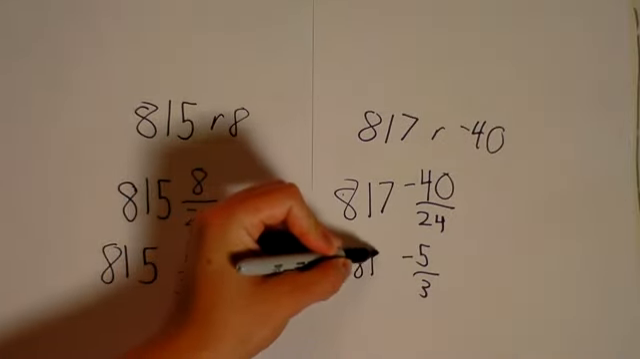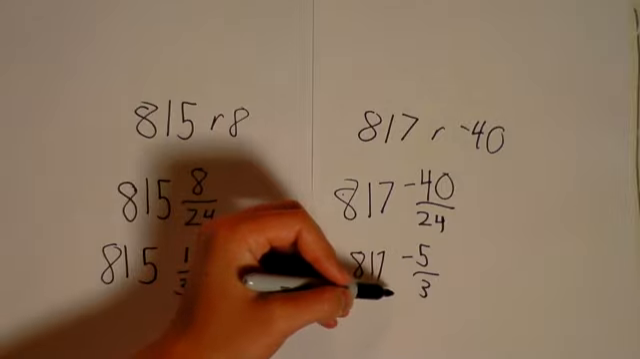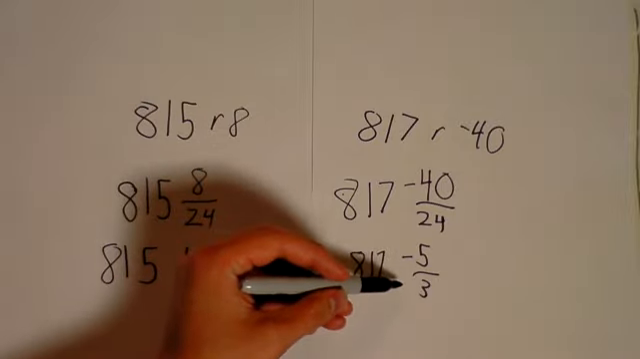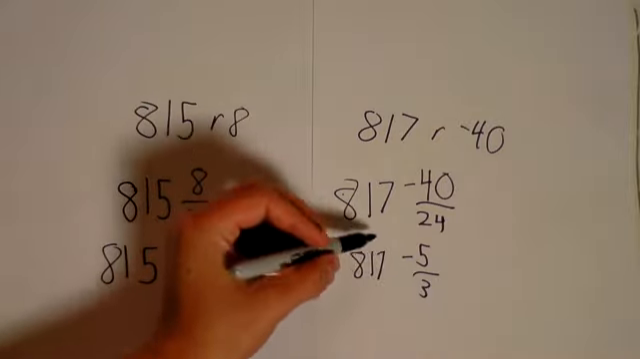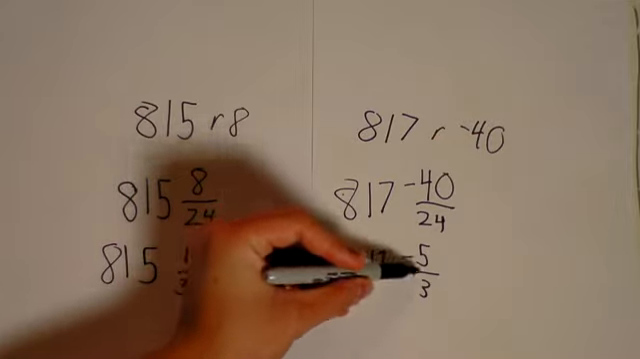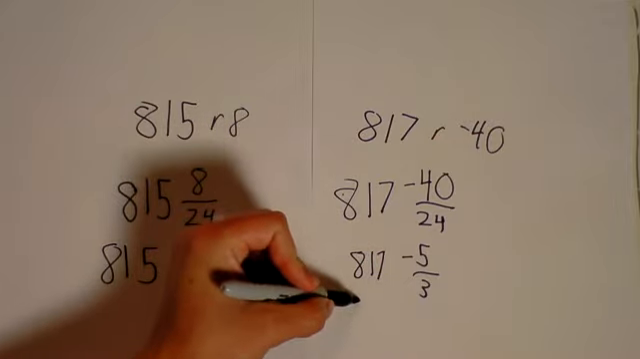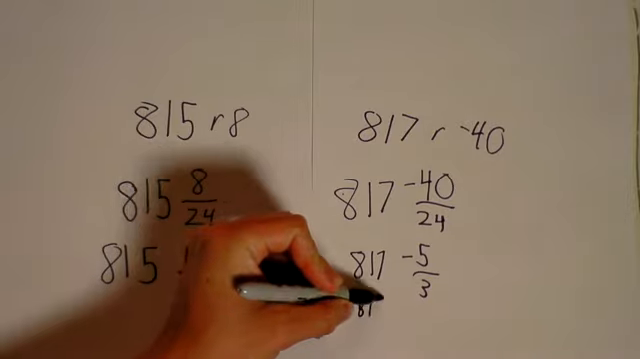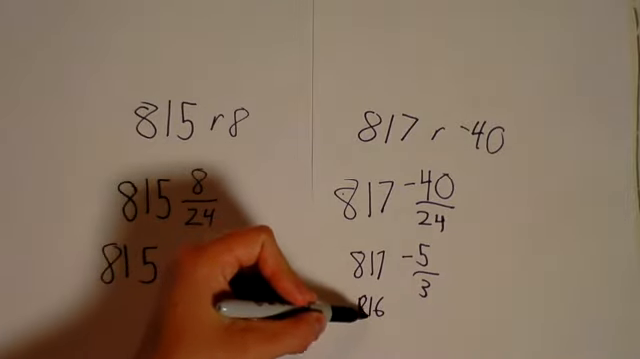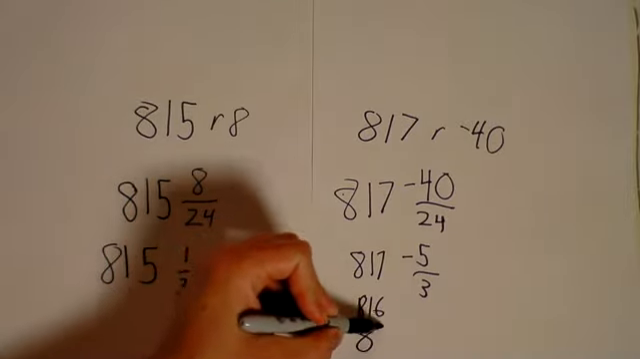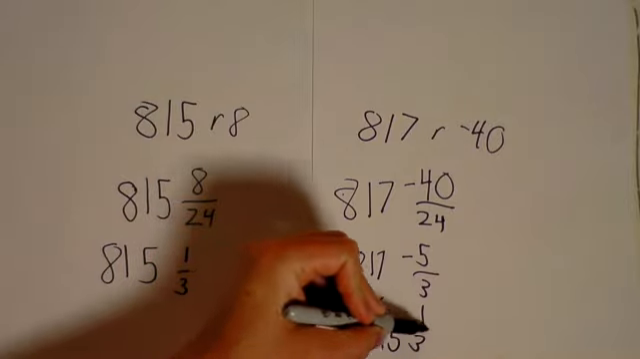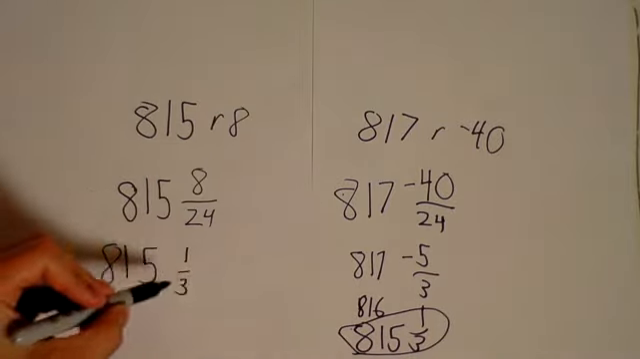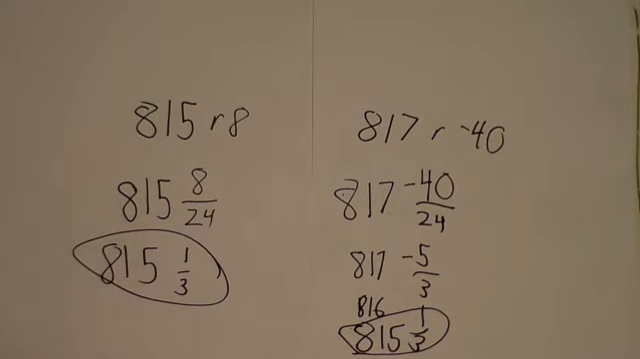So we have 817 minus 5 over 3. Well, what is 5 over 3? It's 1 2/3. So 817 minus 1, and then minus 2/3. We subtract 1, we get 816. Then subtract 2/3 from that, what do we get? 815 and 1/3. So our results actually are the same.